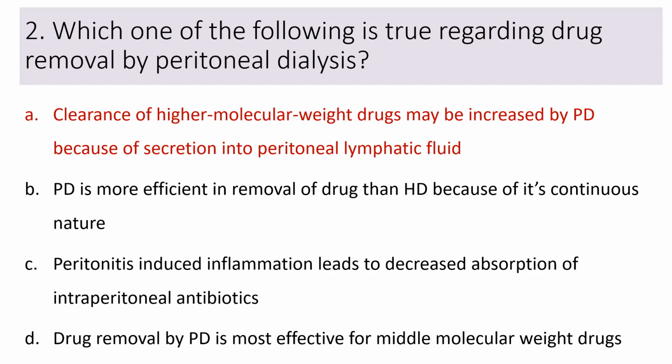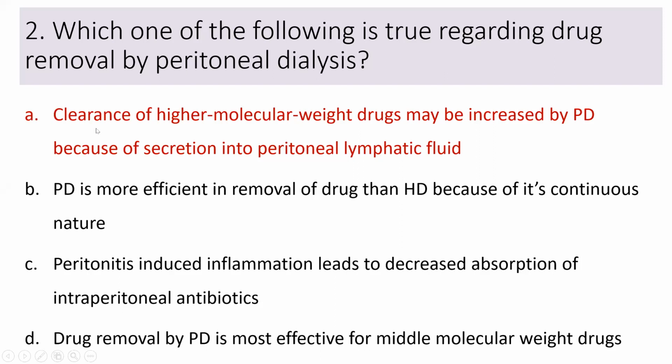So PD is less efficient, even though if we see the PD over a period of time it can cumulatively help in removal of the drug. But efficiency wise, it is less efficient as compared to hemodialysis in drug removal. So that's false. And peritonitis-induced inflammation, in fact, leads to increased absorption of intraperitoneal antibiotics. And drug removal by PD is more effective for small molecular weight drugs.